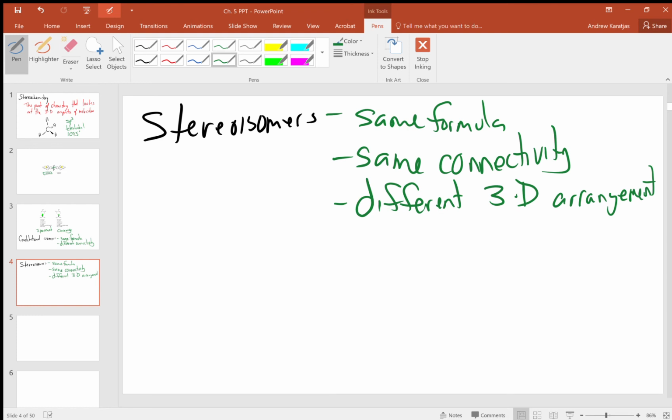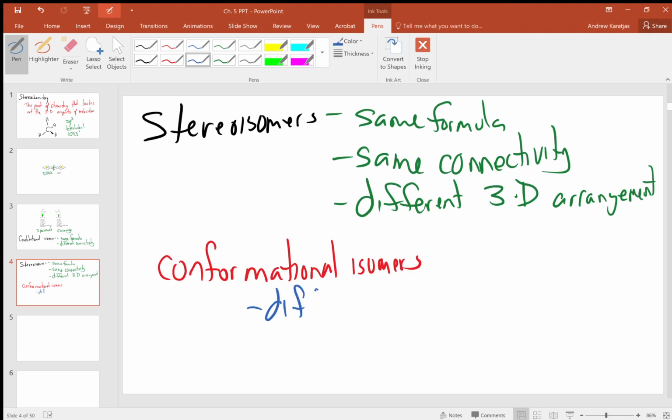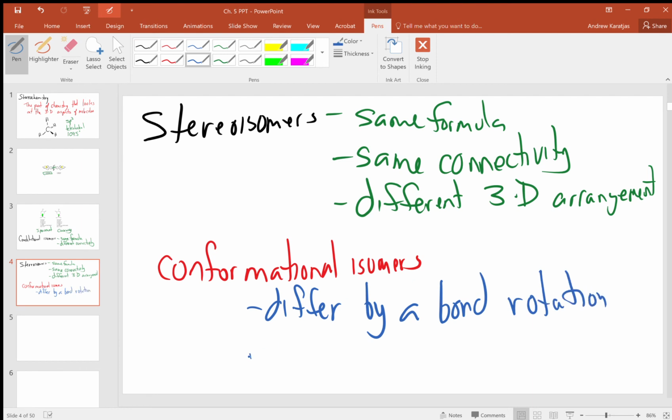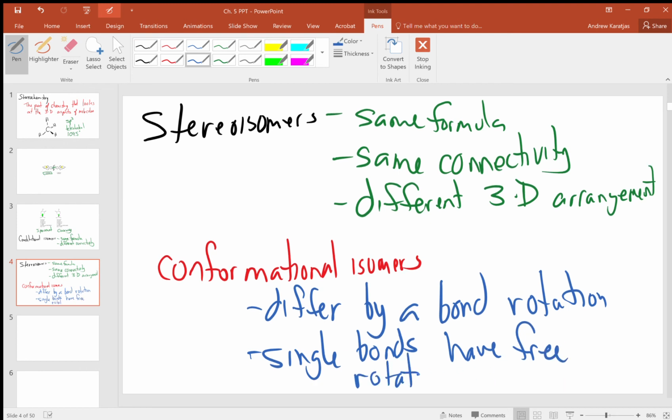And specifically right now, we're going to start this part by talking about what are known as conformational isomers. Conformational isomers are ones that differ by a bond rotation. Because remember that single bonds, or at least most single bonds, are cylindrically symmetrical and in most cases have free rotation.